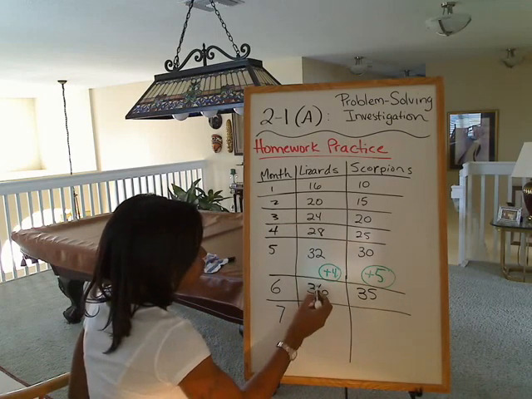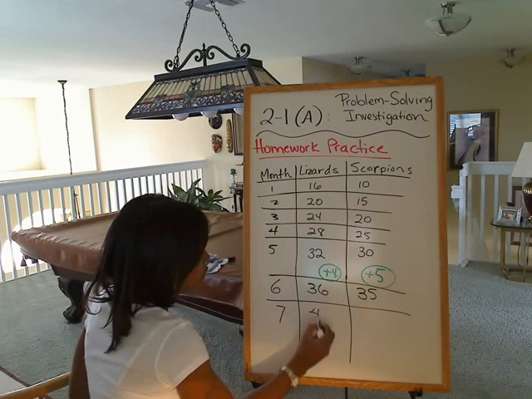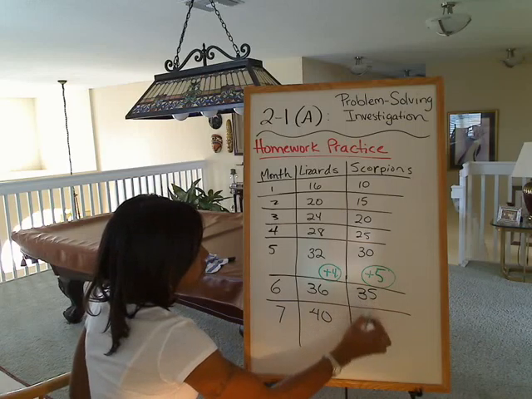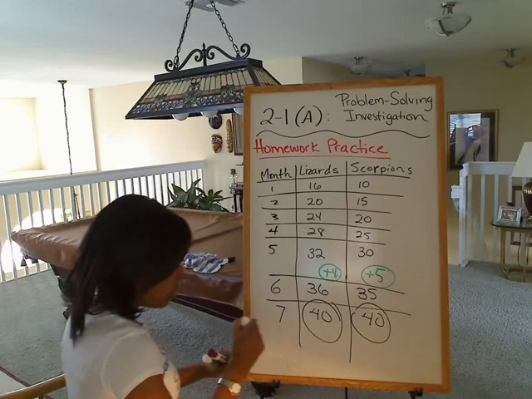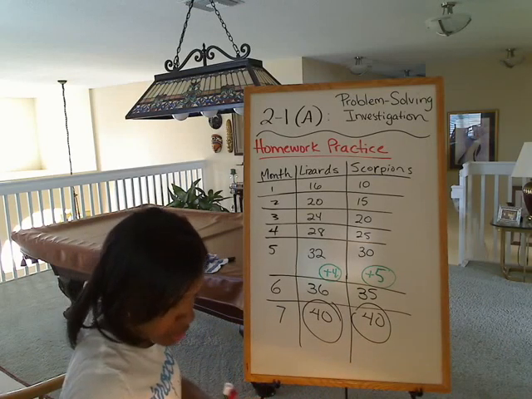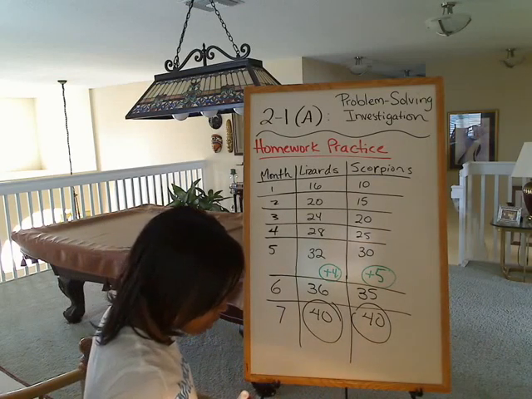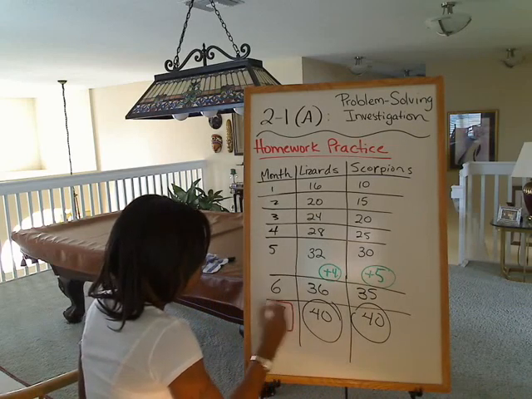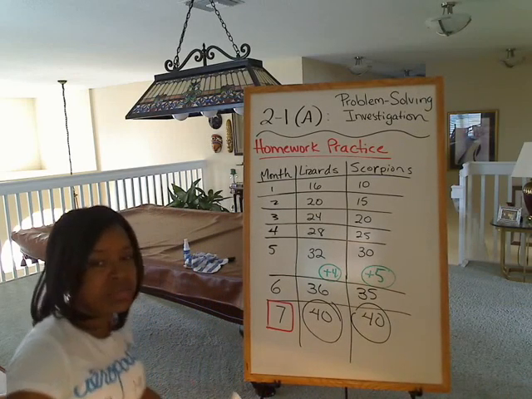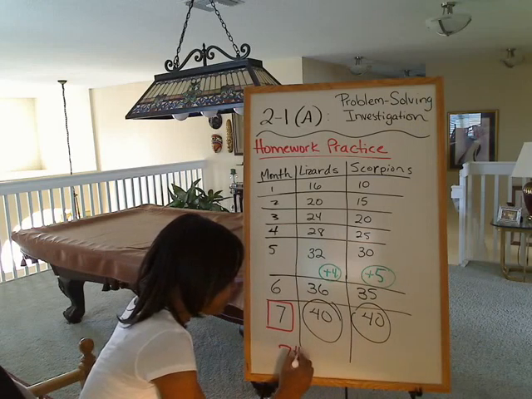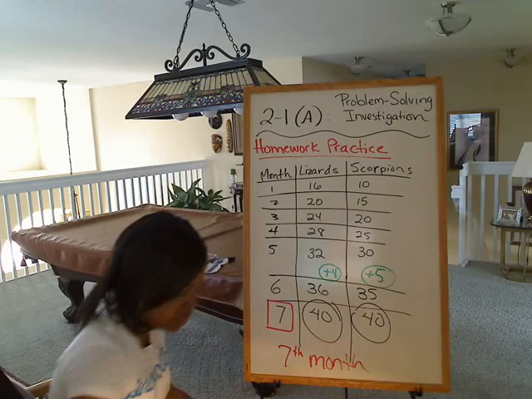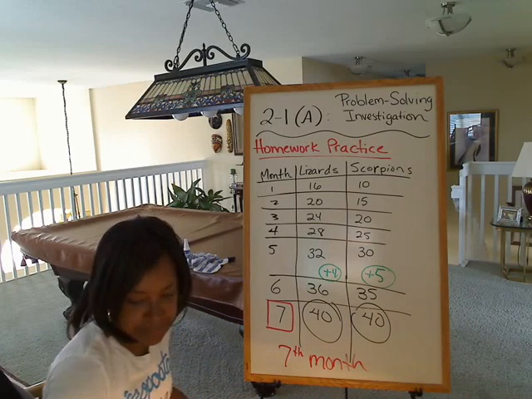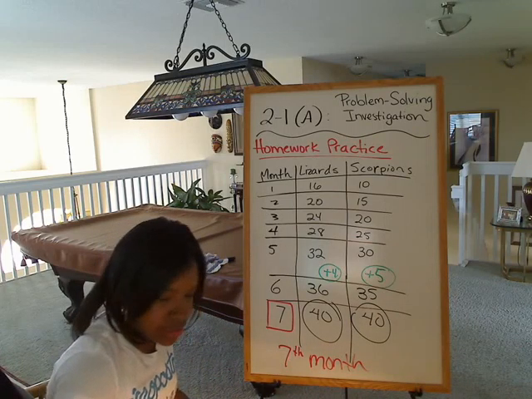For the 7th month, if we add 4 to the lizards, we get 40. If we add 5 to the scorpions, we get 40. So now they're the same. So which month is that? Because they asked us what month will it be the same. The 7th month. So that's your answer. In the 7th month, the number of lizards and scorpions will be the same. Okay, so now let's look at number 2.